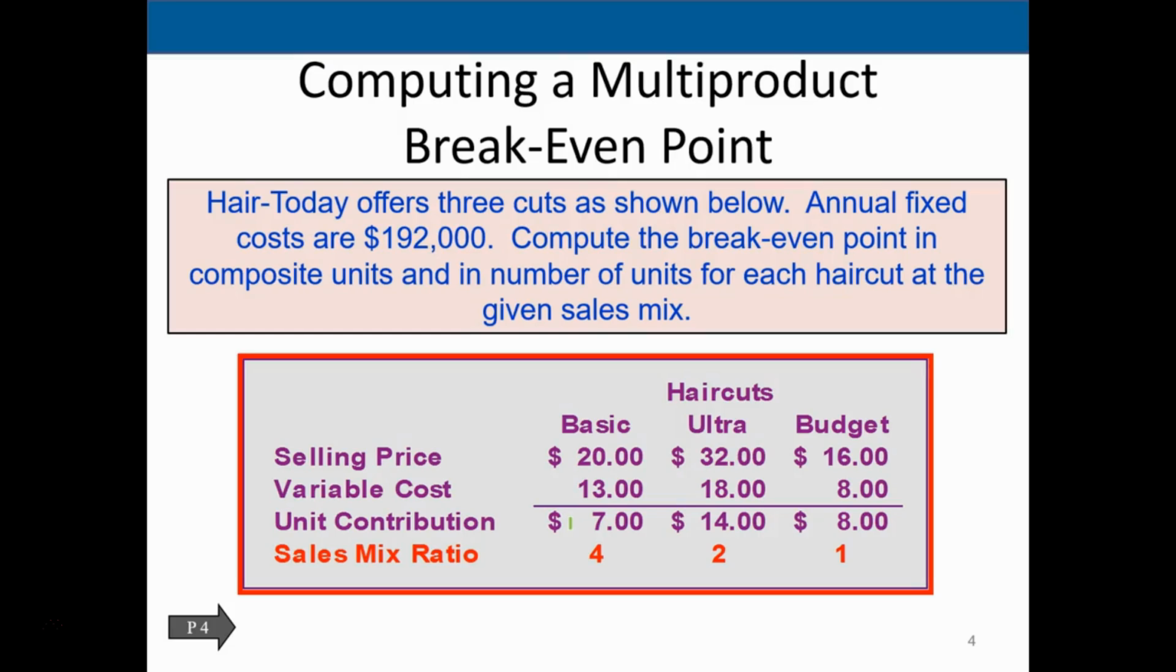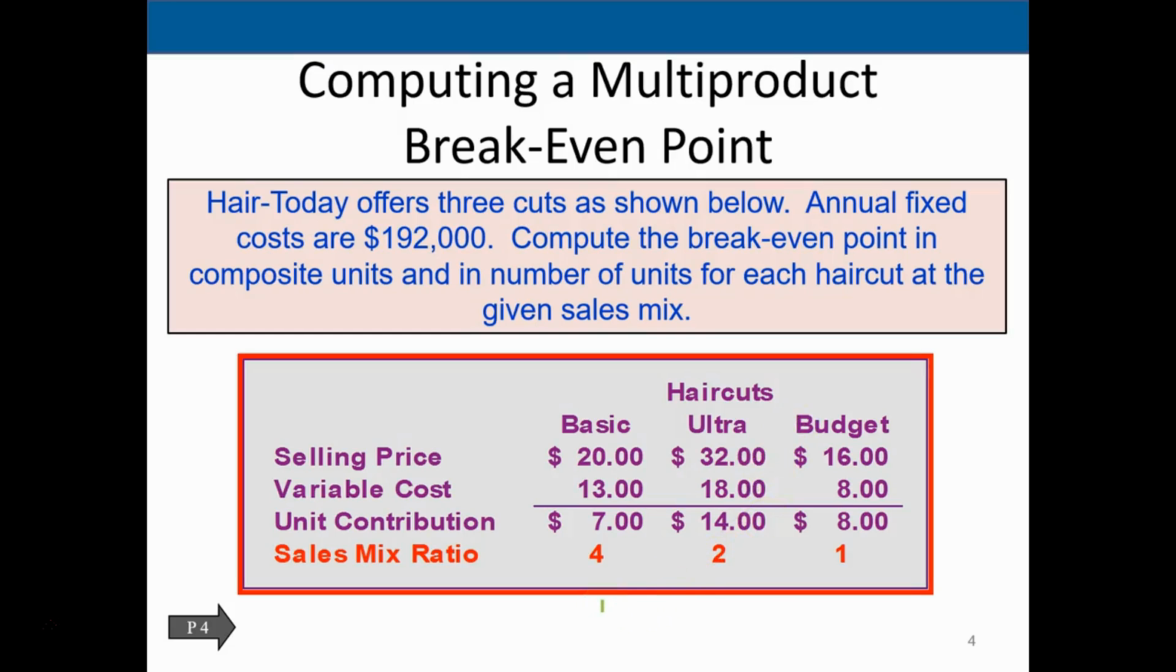Remember, variable costs could be, if we're the owner, the cost that we pay hourly. If we pay the person who cuts the hair, that would go up at a constant rate possibly, or any kind of supplies within that area. We're walking away with $7 per haircut on the basic cut before we think about things like fixed costs such as the rent. And the ultra cut, 32 and 18, we're walking away with 14 before thinking about the rent, and the budget, 16 and 8. So these are the 3 types of haircuts that we have. This is our contribution margin for each of them.